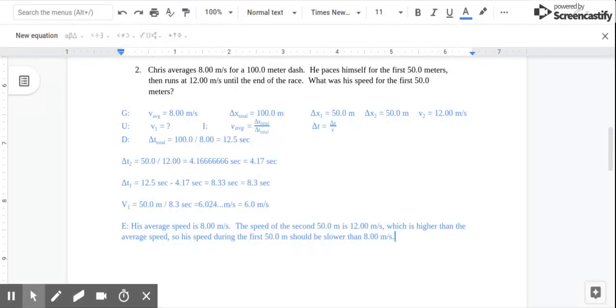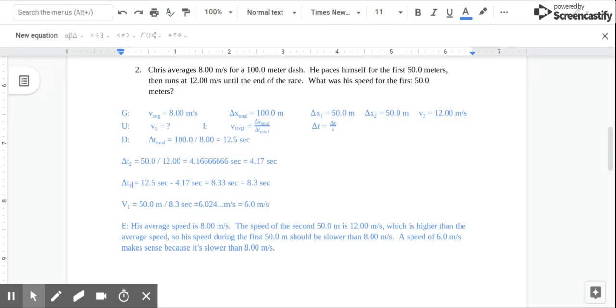That's because in order to get an average speed, if you have a speed that's higher, you also need a speed that's lower than the average to make the average. So a speed of 6.0 meters per second makes sense because it's slower than 8.00 meters per second. It also makes sense because we spend more time at our first speed, 8.3 seconds, than at our second speed, 4.17. It makes sense that our average speed should be closer to V1 than V2 because we spend more time at V1. And 8 is a lot closer to 6 than it is to 12.